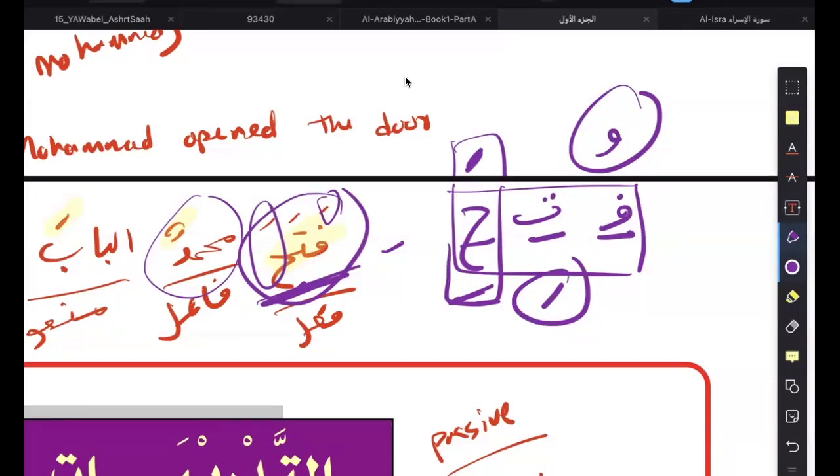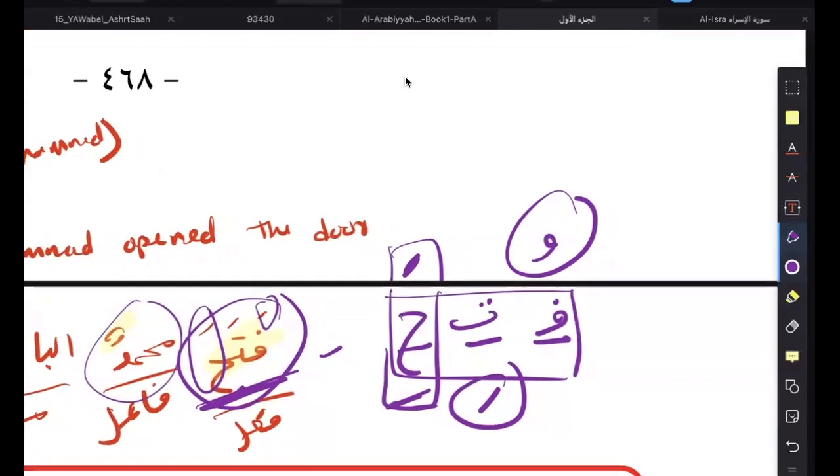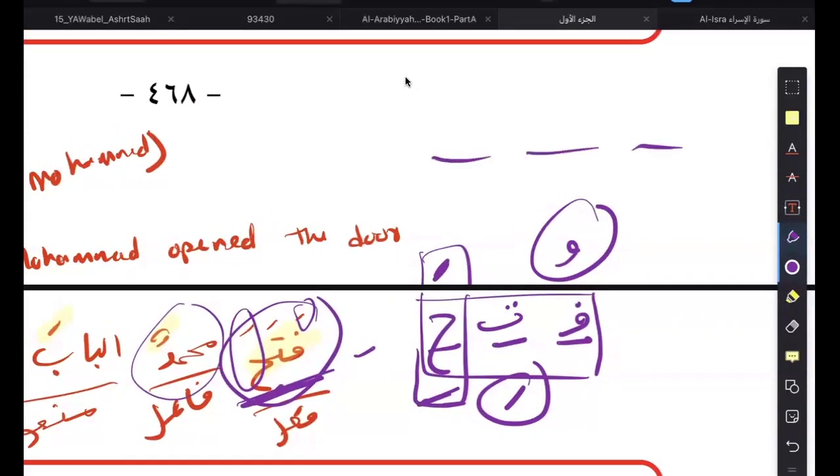So you have fataha, it becomes futiha. Kataba, kutiba. Qara'a, quri'a. Any verb you find with three letters, you just do that, and you have a passive form. Make sense? Then in most of the Arabic books that I studied, they will go into how you do it for the four letters, and how you do it for the five letters. But there's an easier way of explaining. It doesn't matter how many letters you have.